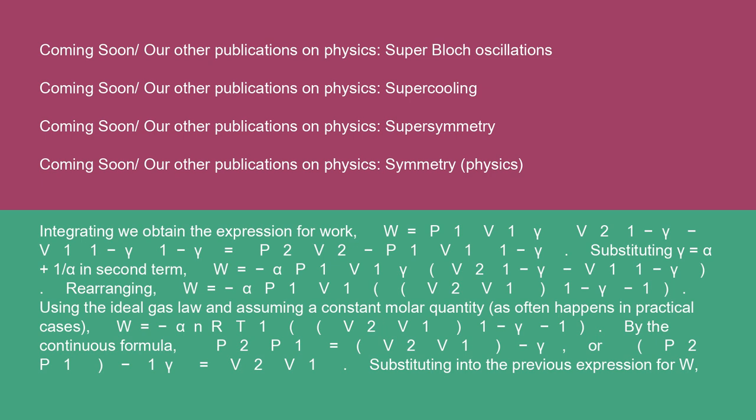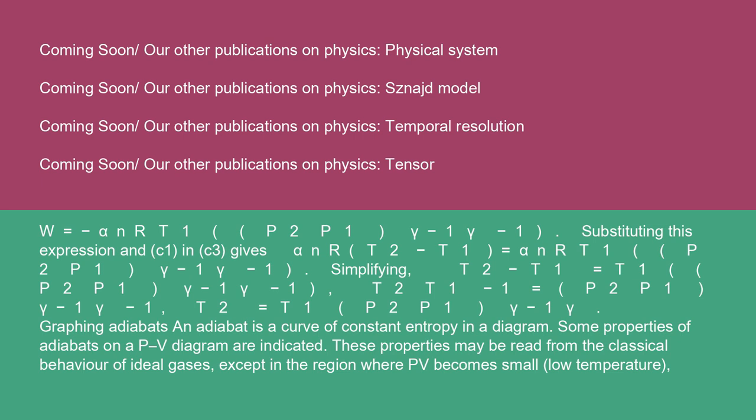Using the ideal gas law and assuming a constant molar quantity, as often happens in practical cases, W equals minus alpha N R T1 [(V2/V1)^(1−γ) − 1]. By the adiabatic formula, P2/P1 equals (V2/V1)^(−γ), or (P2/P1)^(−1/γ) equals V2/V1. Substituting into the previous expression for W, W equals minus alpha N R T1 [(P2/P1)^((γ−1)/γ) − 1].